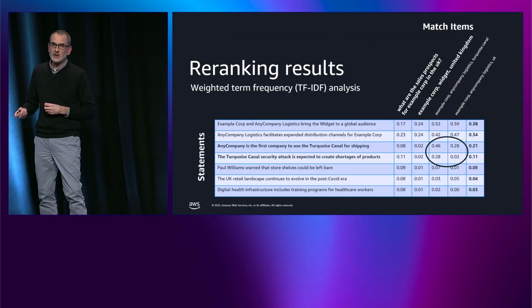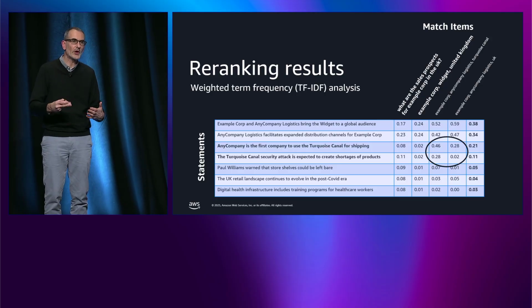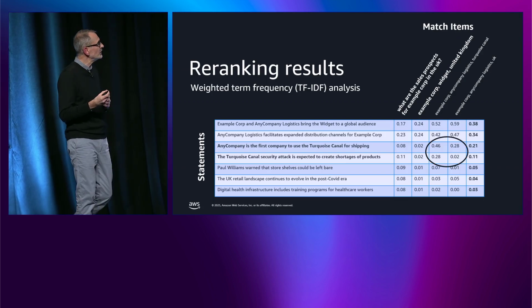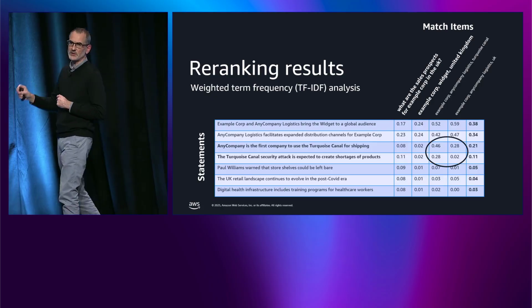The second way in which we use these entity network contexts is to actually re-rank the results. So remember, the results comprise sets of statements. So we've got a long list of statements. We re-rank them using weighted term frequency analysis. We don't use a re-ranking model, we use weighted term frequency analysis.